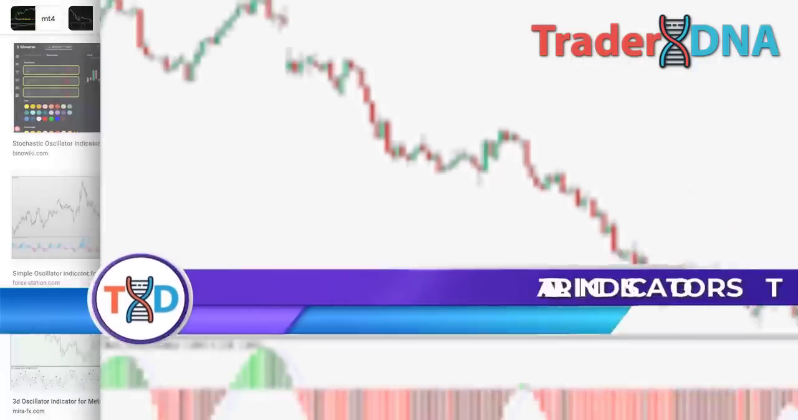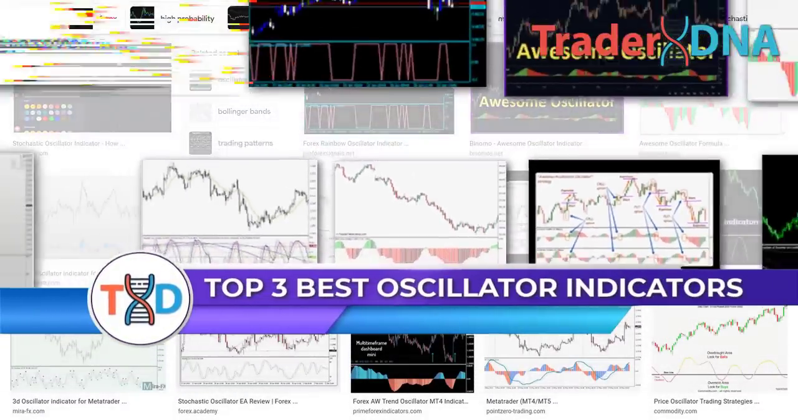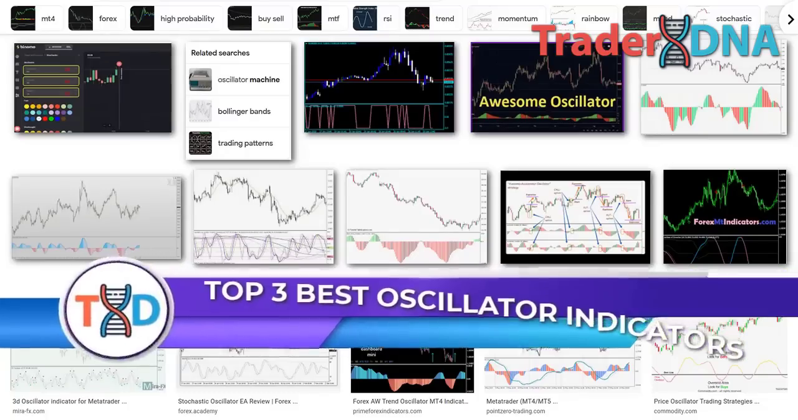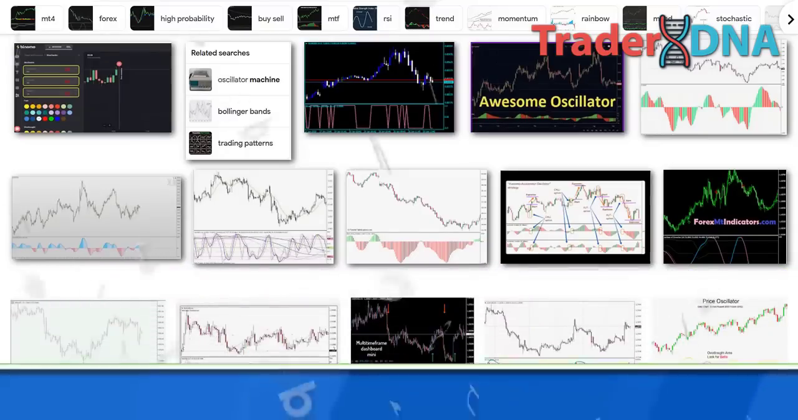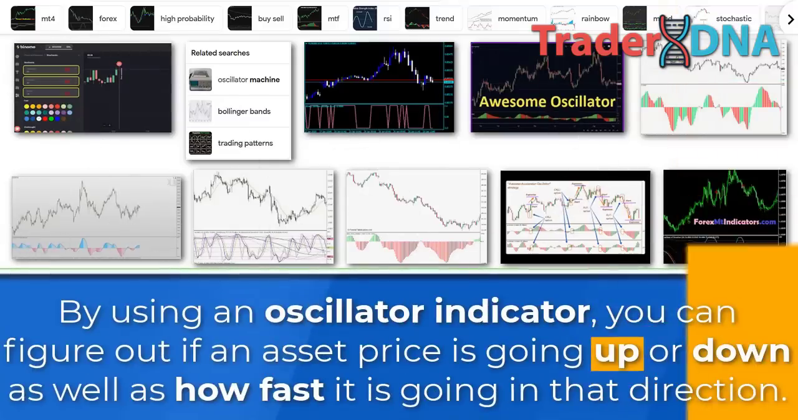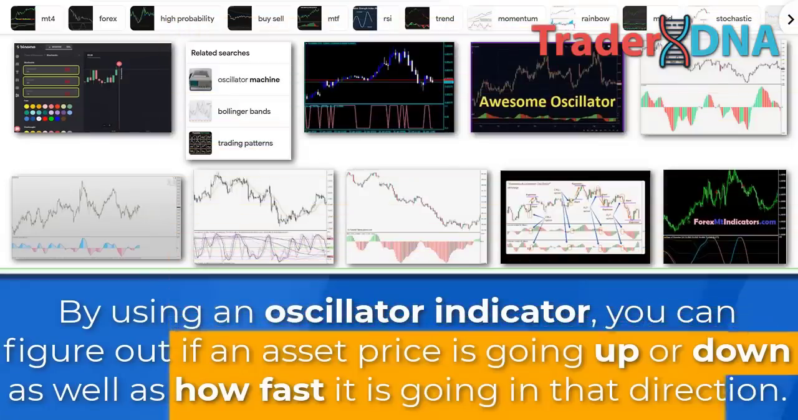Top 3 best oscillator indicators to find high probability entries. When it comes to trading and technical analysis, oscillator indicators are considered to be a cornerstone for evaluating a currency pair or any other asset class. By using an oscillator indicator, you can figure out if an asset price is going up or down as well as how fast it is going in that direction.